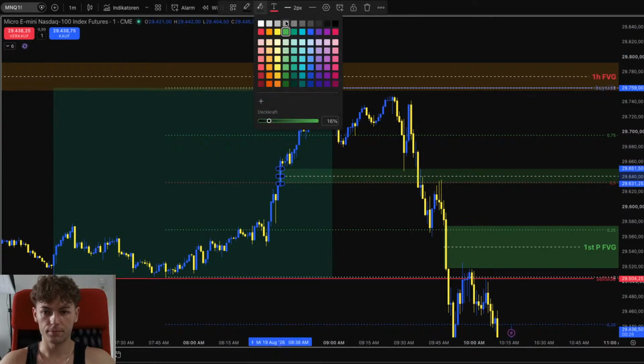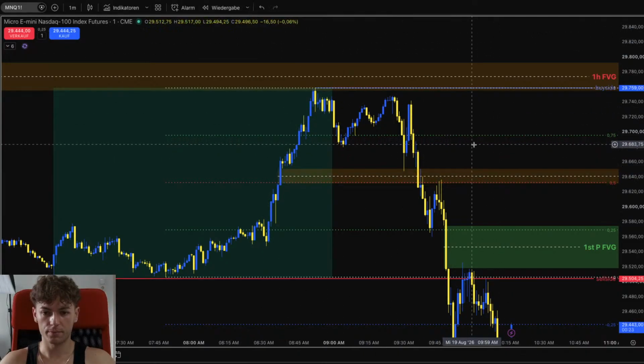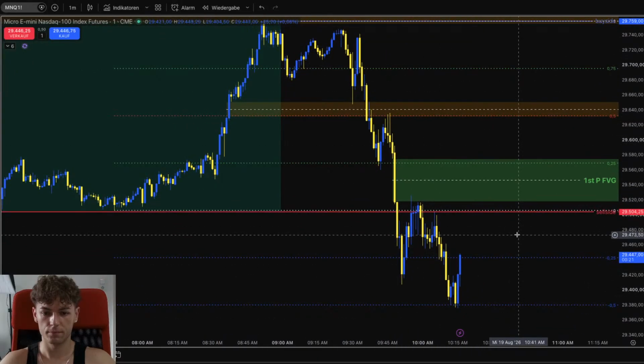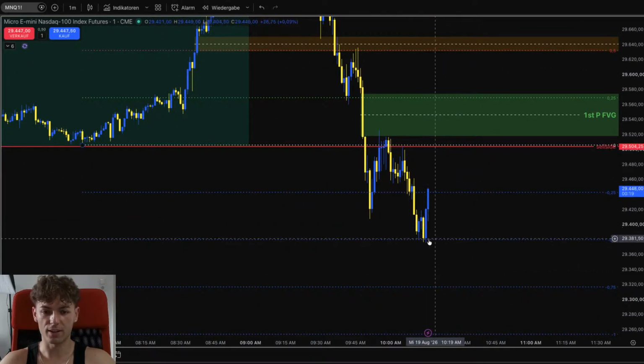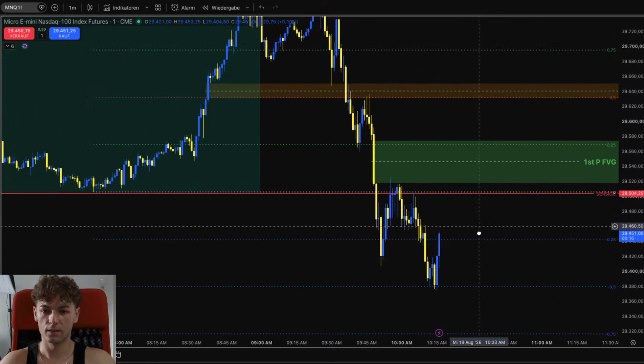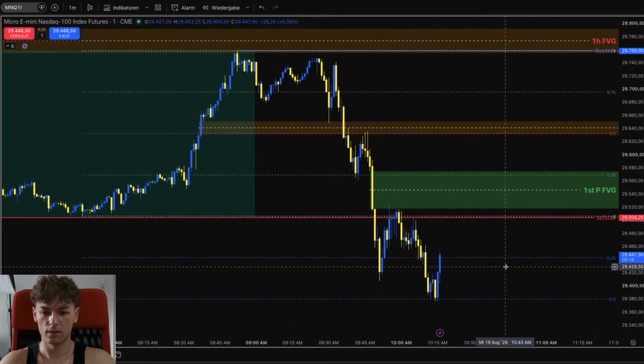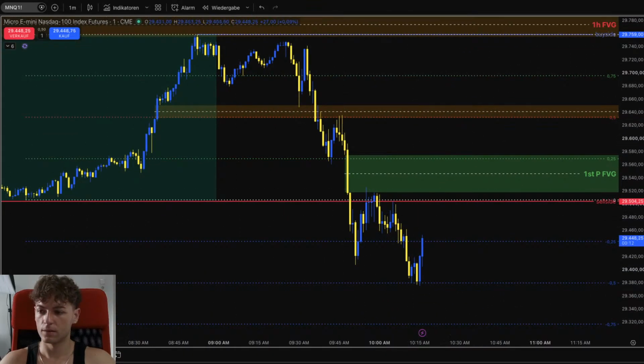So, inversion of a value gap. Look at this reaction, bro. This is insane. So we might see a market maker buy model. We might.